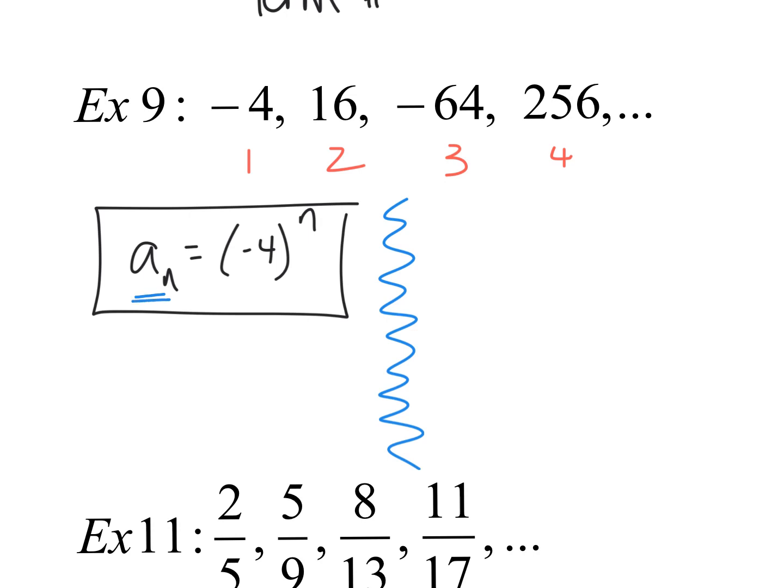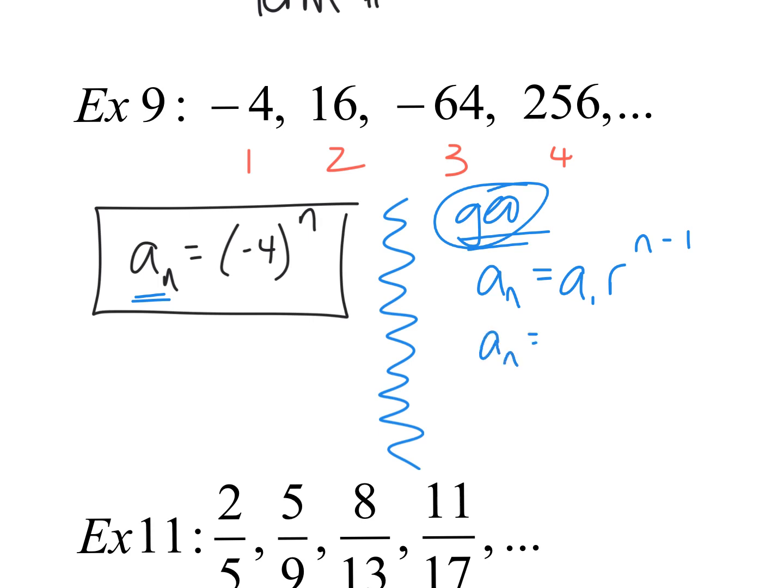Other times, if you're a formula person, you can go that route too. So since this is geometric, I have a formula for that. A sub n equals a1 times r to the n minus 1. Do you remember that? This is for geometric. So that's why those geometric and arithmetic formulas really come in handy. But anyways, my a1 is -4. My r is also -4.